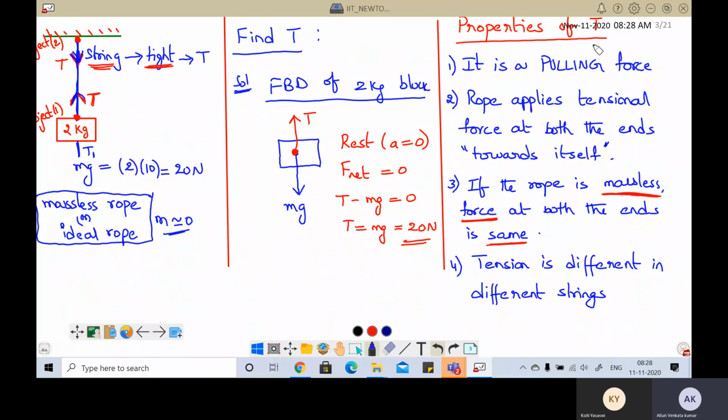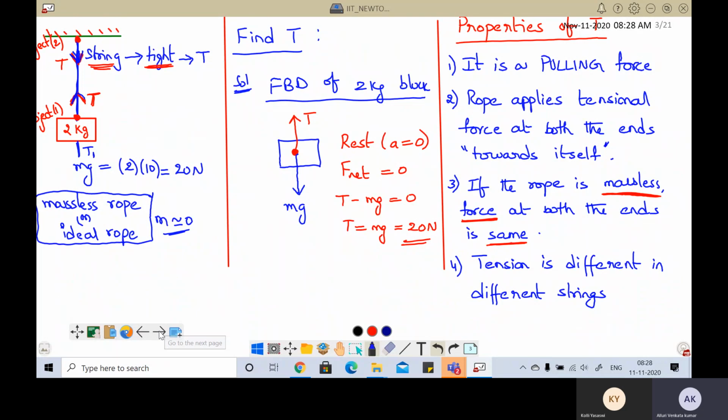So first point, it is a pulling force. Second, the rope applies tensional force at both ends towards itself. Third, if the rope is massless, the force at both ends is the same. And fourth, tension is different in different strings. So these are the properties.